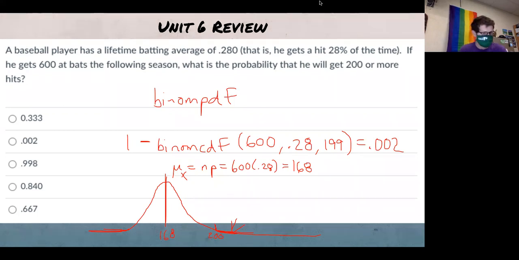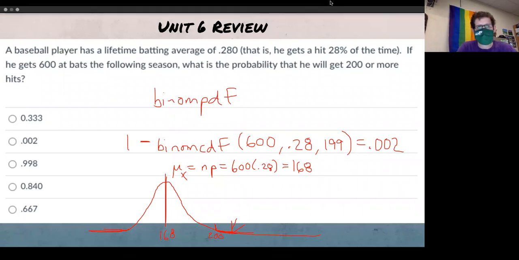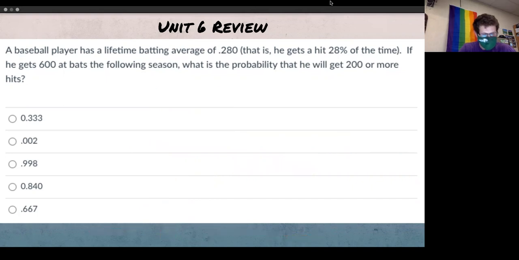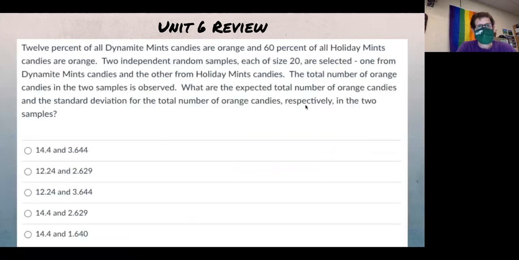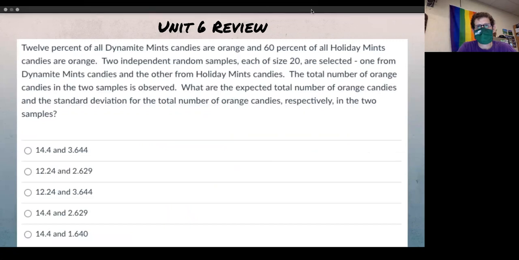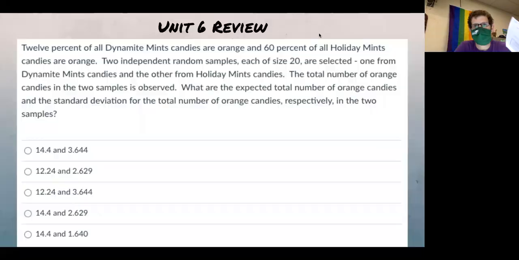Okay, so it's very similar to a normal distribution, but we do have a different function for that. All right, give this one a go. For this problem, you will want to refer to your AP formula sheet because you're probably not going to remember exactly what to do for this.